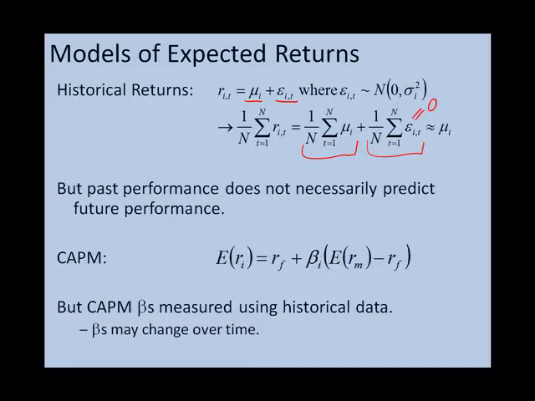The problem with this approach is that past performance doesn't necessarily predict future performance. We know that firms change considerably over time. For example, in our sample we have Amazon. Amazon has grown rapidly over the past decade, but its growth is likely to be slowing down. The same could be true for Intel.